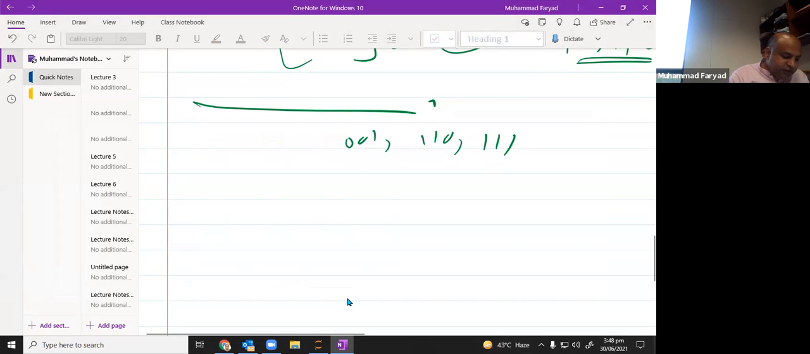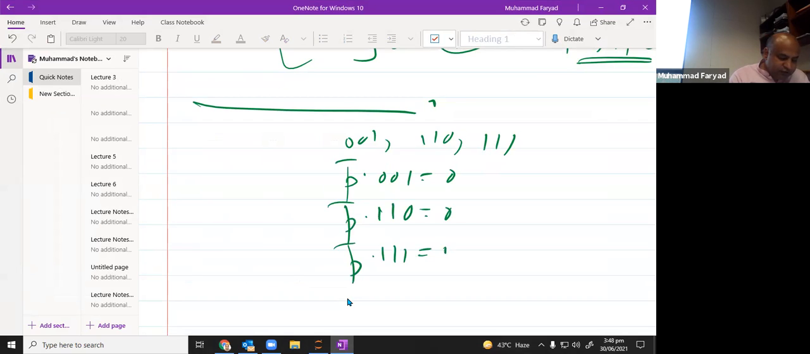Yes. So it means I have this information, that p dot 0, 0, 1 is 0, p dot 1, 1, 0 is 0, p dot 1, 1, 1 is 0. So since this is a 3-bit system, I can easily solve it by hand.